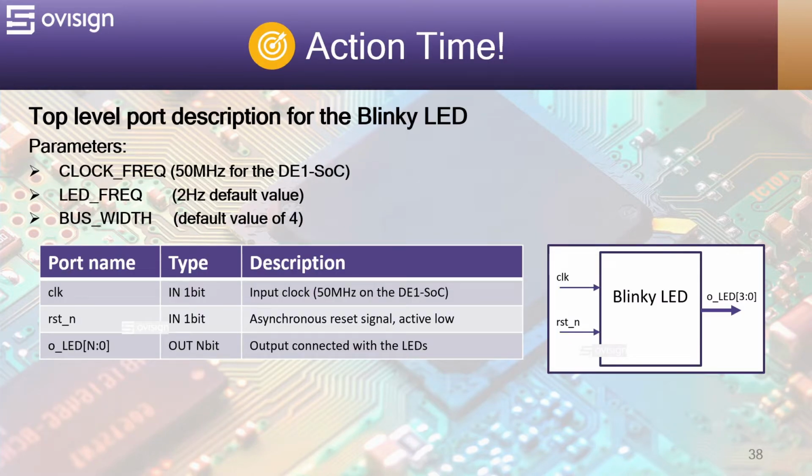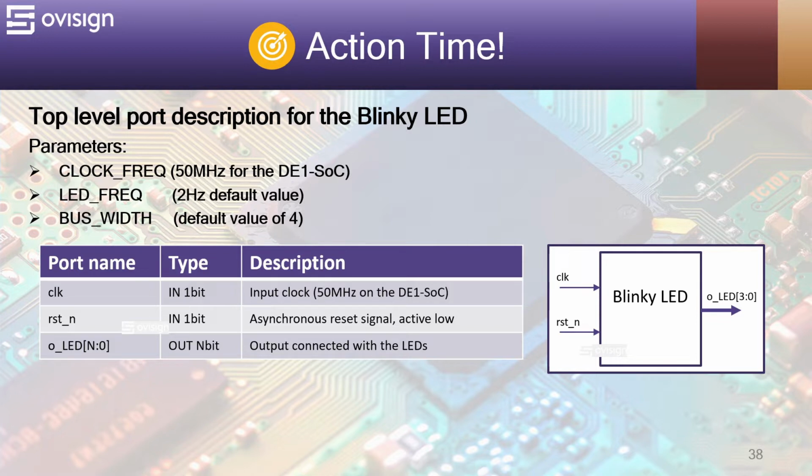Let's analyze the top-level port description for the Blinky LED module. This module has the following parameters. The clock frequency parameter has a default value of 50 MHz. You should change this according to your FPGA board clock. The LED frequency parameter has a 2 Hz default value. The bus width parameter has a default value of 4 and represents the width of the output bus.